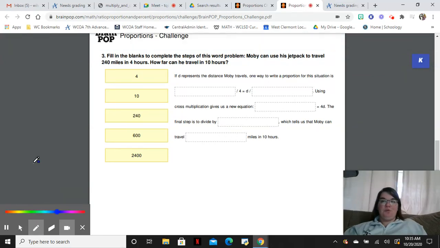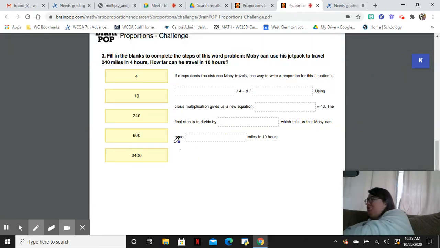All right, so for this question, you don't have the boxes for the fill in the blank, but these would be your options that you would have. So, first things first, you want to set up the proportion of your word problem.